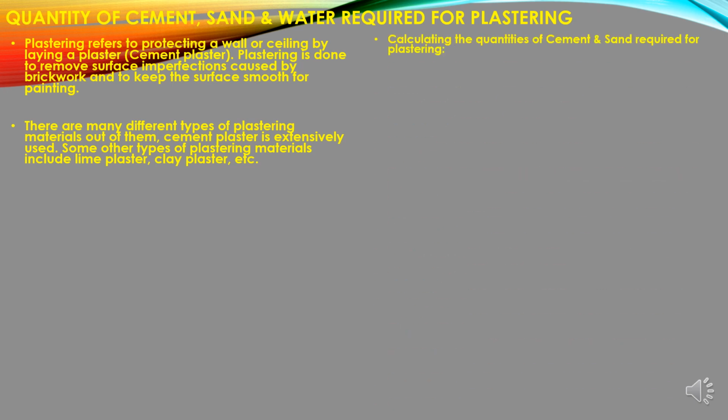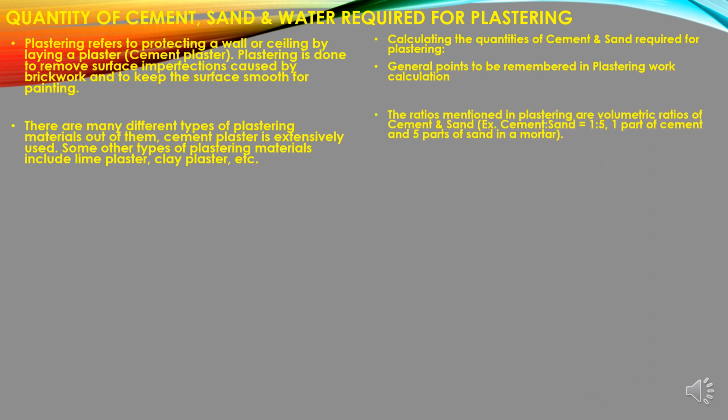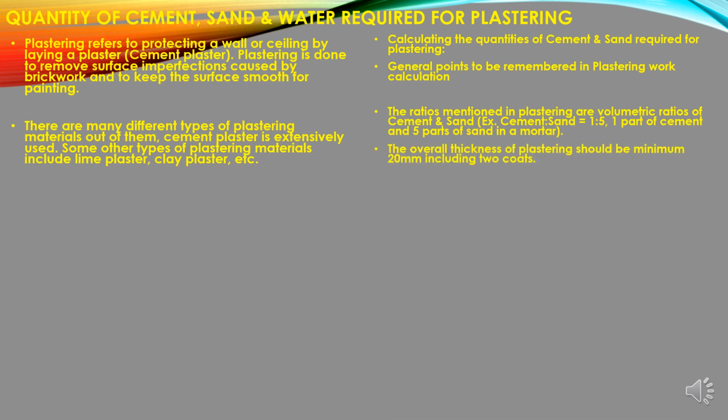Calculating the quantities of cement and sand required for plastering. General points to be remembered in plastering work. The ratios mentioned in plastering are volumetric ratios of cement and sand. For example, 1:5 means 1 part of cement and 5 parts of sand in the mortar.